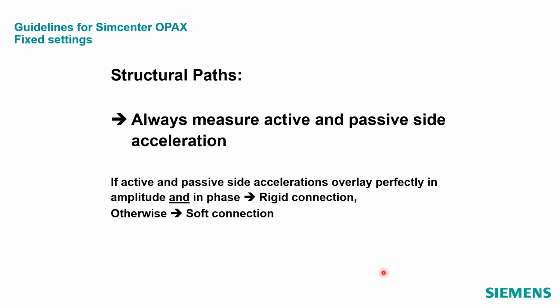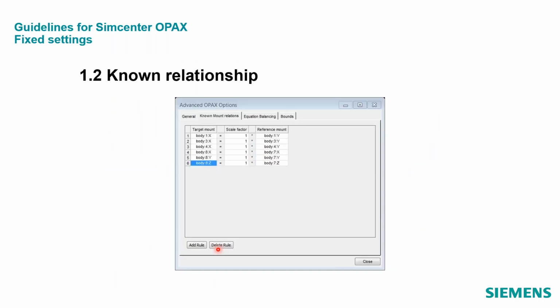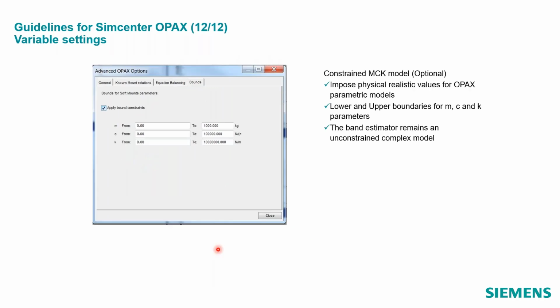Structural paths, we always suggest you measure the active and passive side. That way, if you overlay them and they're similar, you would do a rigid connection. So we would do OPACS indirect. If they're well separated, we would do OPACS soft. So here's an example at the top where I'd want to do OPACS indirect, and at the bottom where I could do OPACS soft mount. I talked about the no mount relationships. Talked about the different advanced OPACS options. Talked about setting bounds on mass, damping, and stiffness.